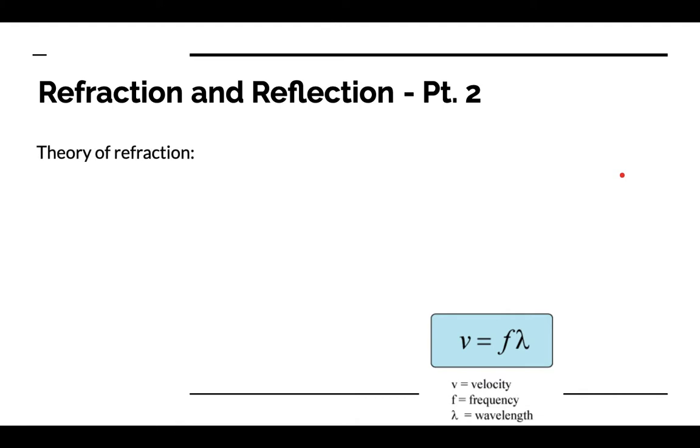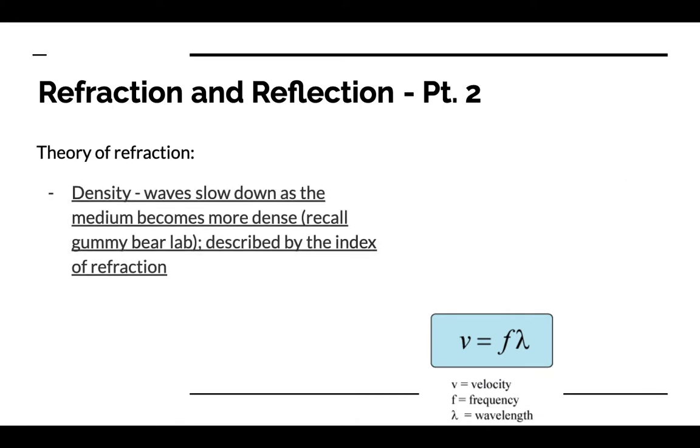So refraction and reflection part 2. So here's the theory of refraction, why it occurs, at least without going into the nuts and bolts of quantum optics and all that crazy stuff, okay? So the waves slow down as the medium becomes more dense. Recall the gummy bear lab, and this is described by the index of refraction.